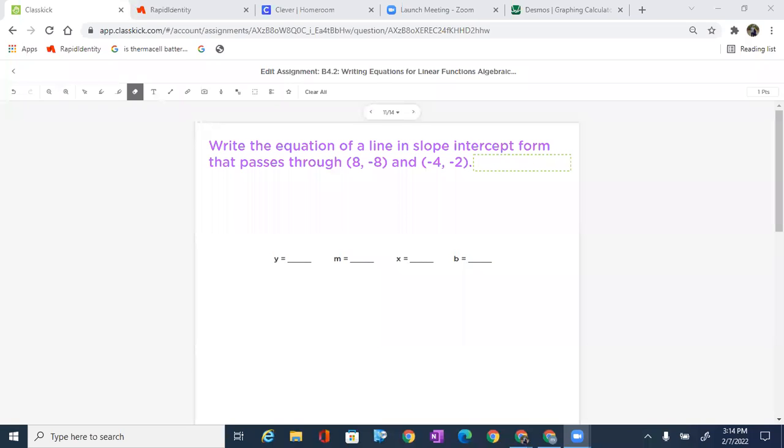Let's write the equation of a line in slope-intercept form that passes through the points (8, -8) and (-4, -2). And after we do this, we'll check it on Desmos just to make sure that we're right.